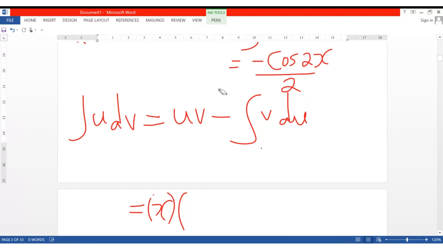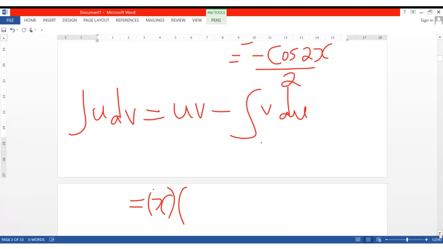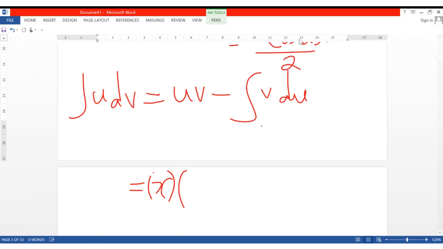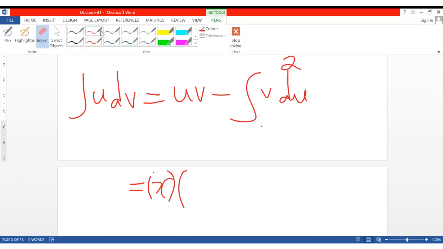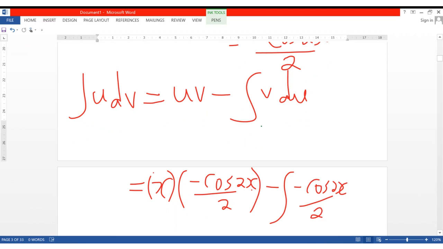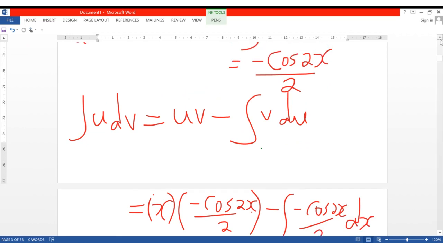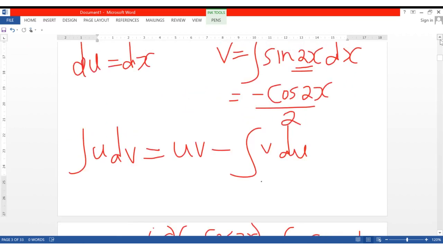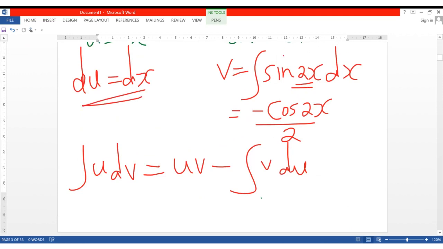My v is given by negative cos 2x all over 2. And then now minus, my v is still what? Negative cos 2x all over 2. And then my du is still dx. Remember, I differentiated u to get du, and I've differentiated x to get dx. So this is the one that I'm needing. My du is still what? dx. So I've replaced everything.